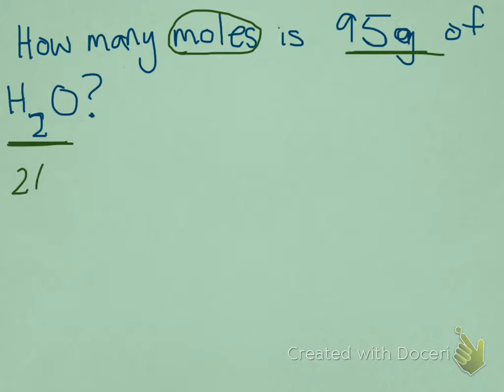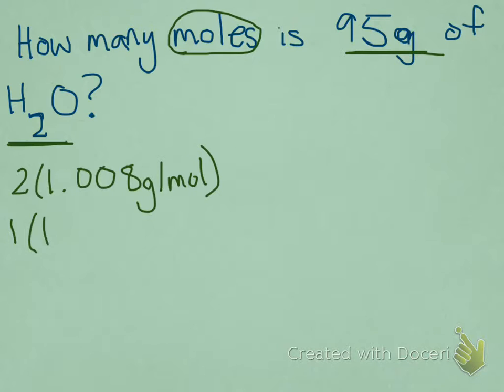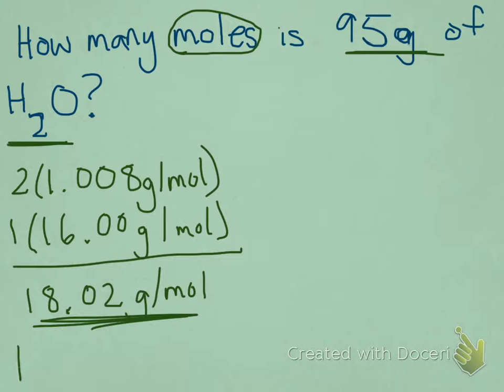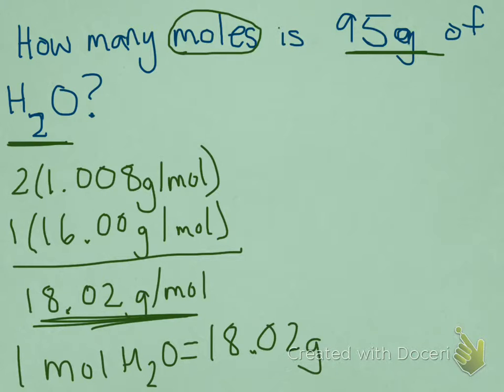So we have 2 hydrogen atoms, so each hydrogen atom has a molar mass of 1.008 grams per mole, and we have 1 oxygen atom, which has a mass of 16 grams per mole. So we add them together and we get 18.02, you can round to the hundredths place, grams per mole. So this is our molar mass. So this means that if we have 1 mole of water, it has a mass of 18.02 grams. Okay, so that's what we're using to convert.